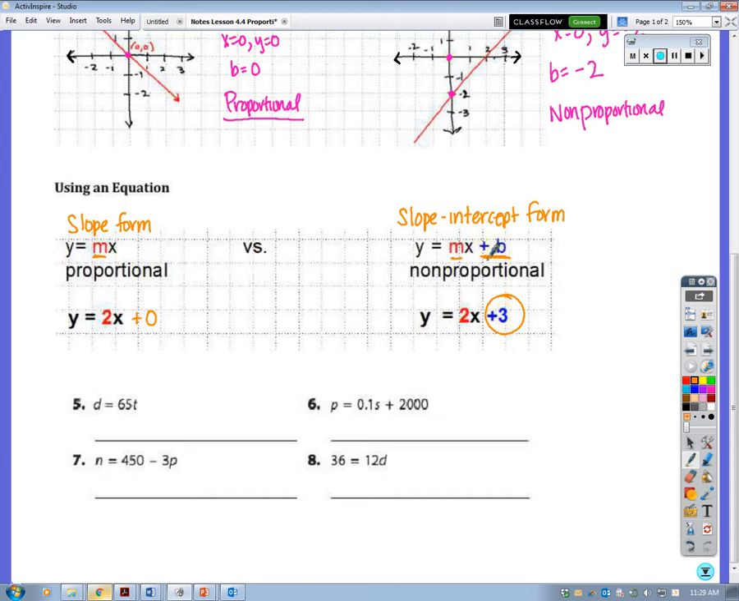Okay, so we're going to look at these examples down here. And I'd like you to try and identify them on your own. So pause the video and see if you can identify these, and then press play and see if you identified them correctly. Go ahead and do that now.